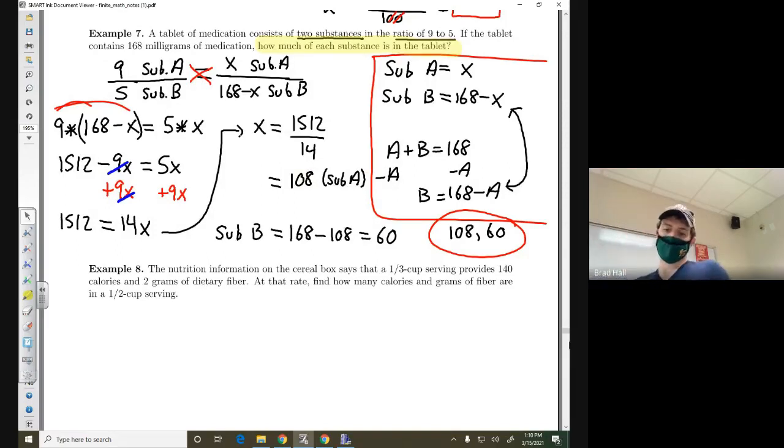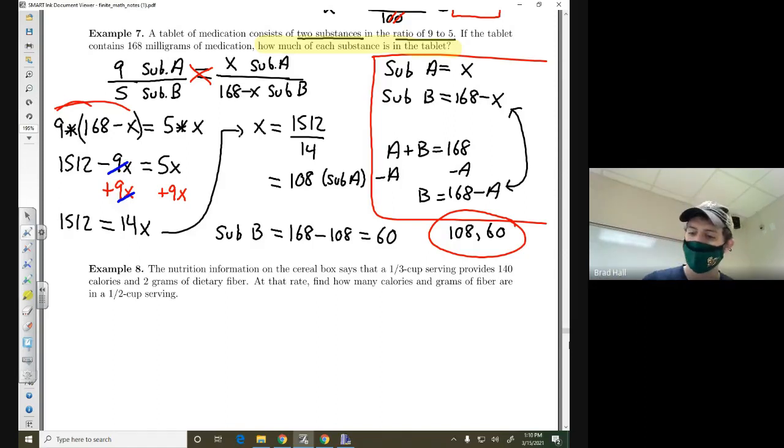So there's a cereal box, nutrition information, you know, that stuff that shows up on the cereal box. And a third of a cup serving is about 140 calories and 2 grams of dietary fiber. Basically, you want to see how all of this stuff scales to, instead of 1/3 of a cup, to 1/2 of a cup.